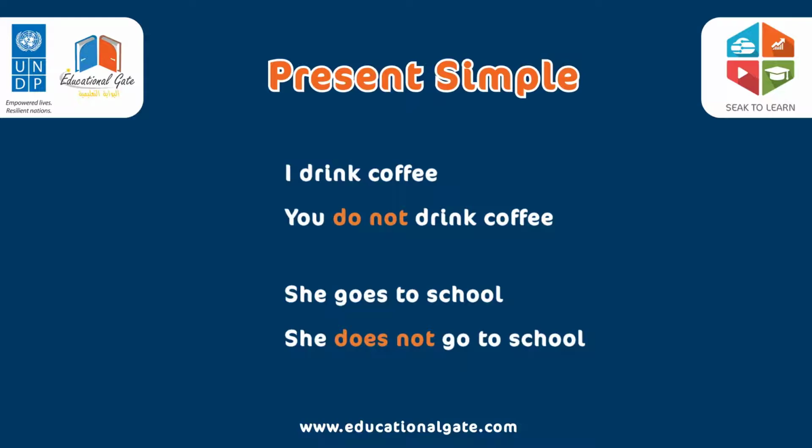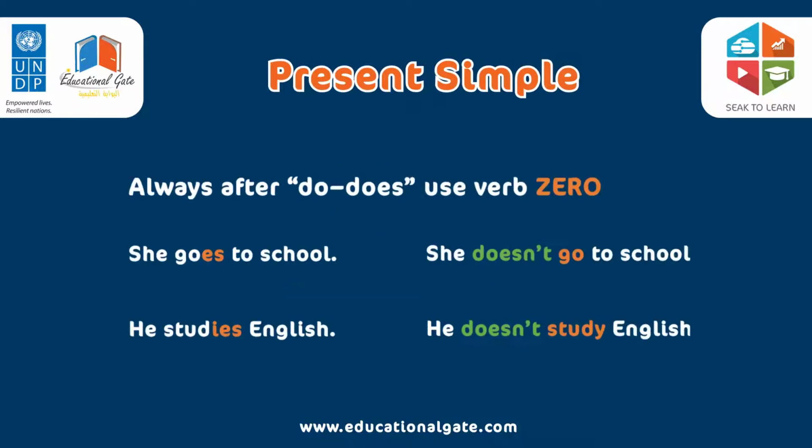This is negative. Let's remember something very important. Always after do and does, we use verb 0. I say, she goes to school. When I put does or do, I say she does not. She does not go to school. Another example, he studies English. Negative, he doesn't study English.